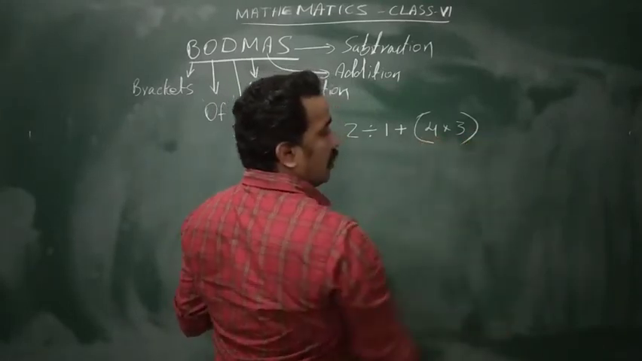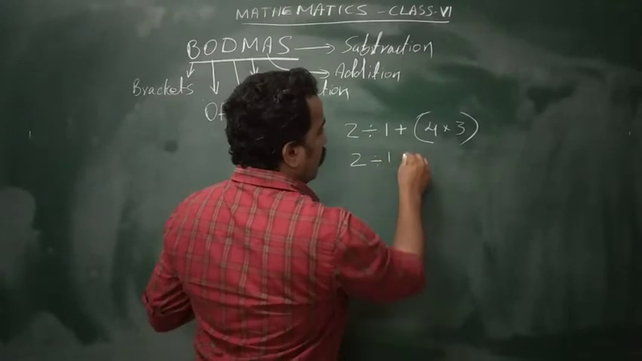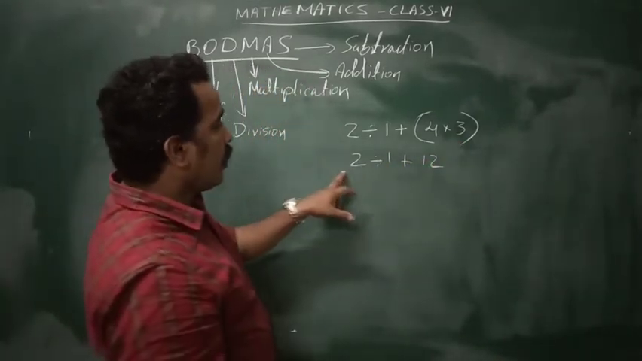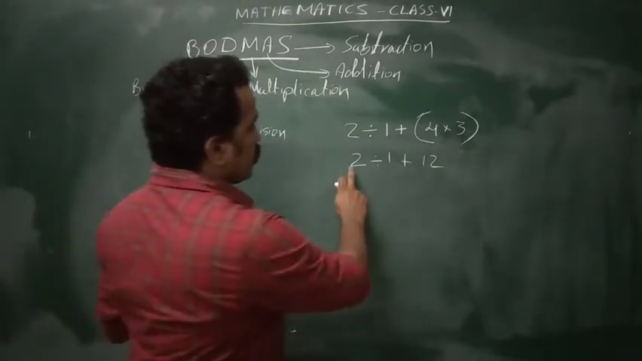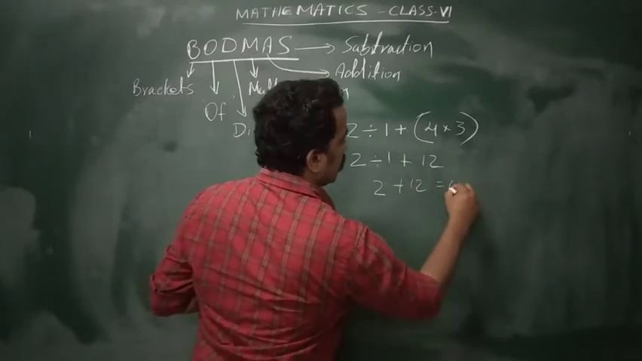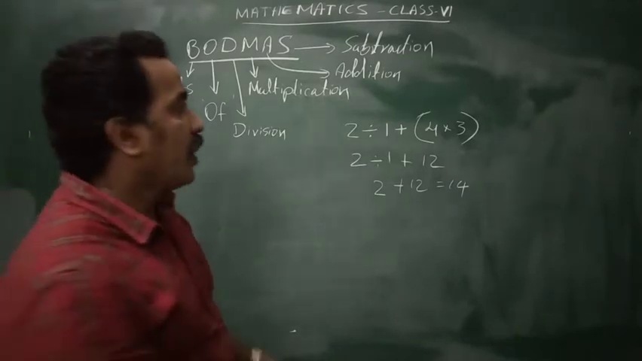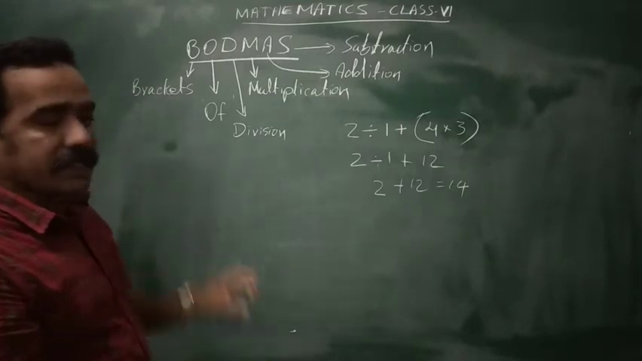Inside the bracket here is 4 into 3. That you have to do first. So 2 divided by 1 plus 4 into 3. 4 into 3 is 12. Now, go for the order. So 2 divided by 1 is 2. 2 plus 12 is equal to 14. This is the way we have to solve when brackets are there.